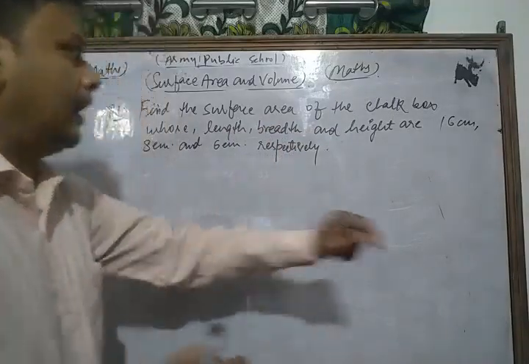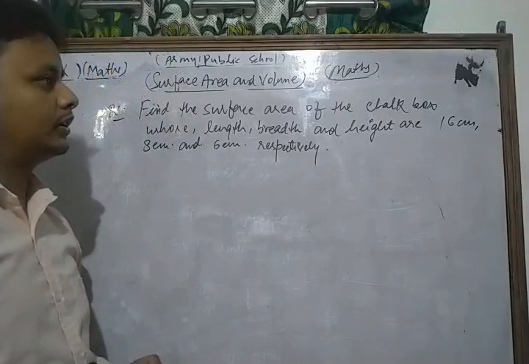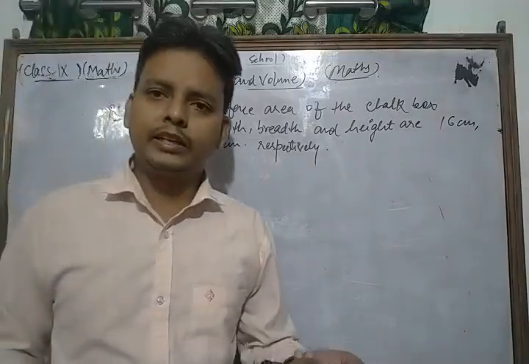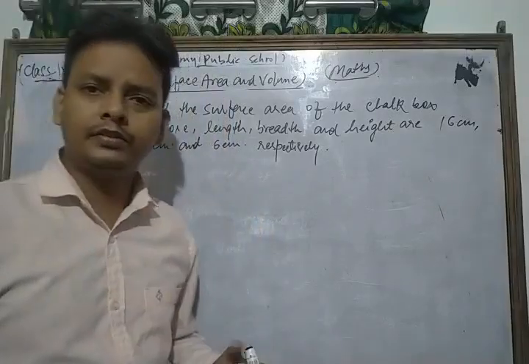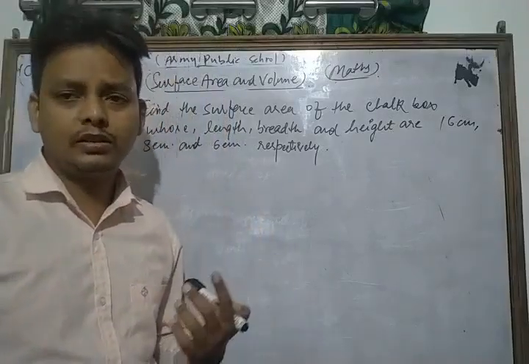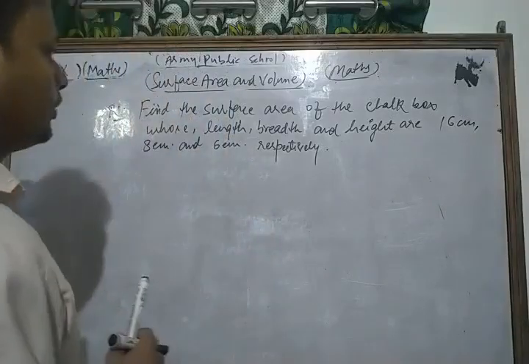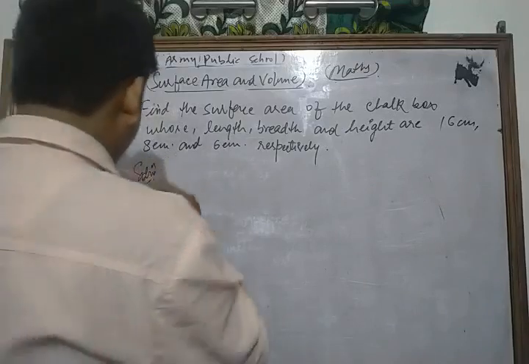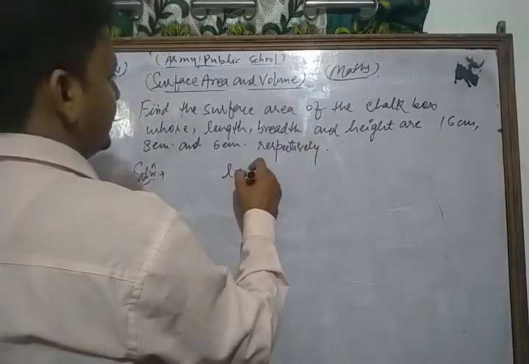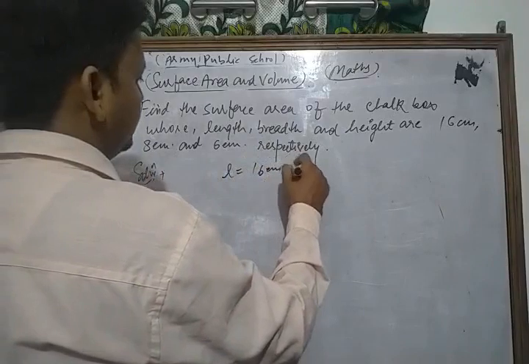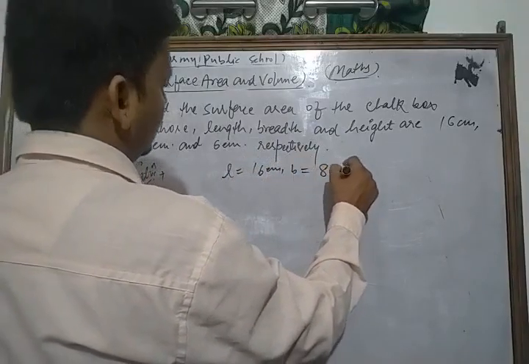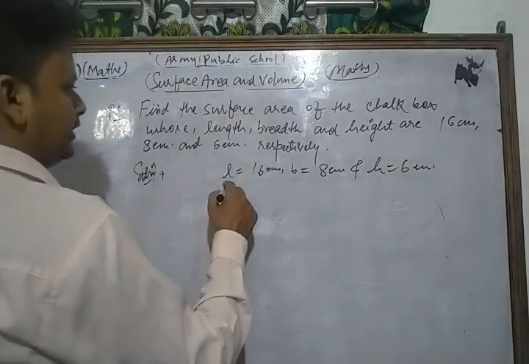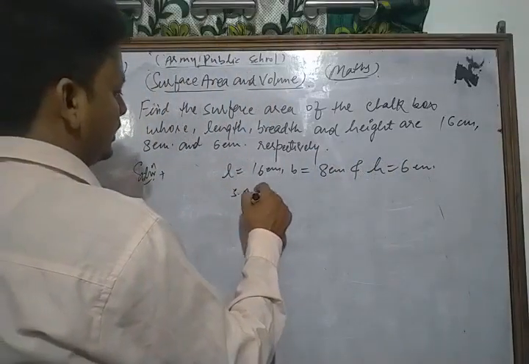Okay, dear students, this is the question. Now here we find the surface area of the chalk box, and this chalk box is in the shape of a cuboid, because it contains 6 rectangular plane surfaces. So this is a cuboid. So we find the surface area. First of all we write what is given: length is given as 16 centimeter, breadth is given as 8, and height is given as 6 centimeter. We find the surface area.